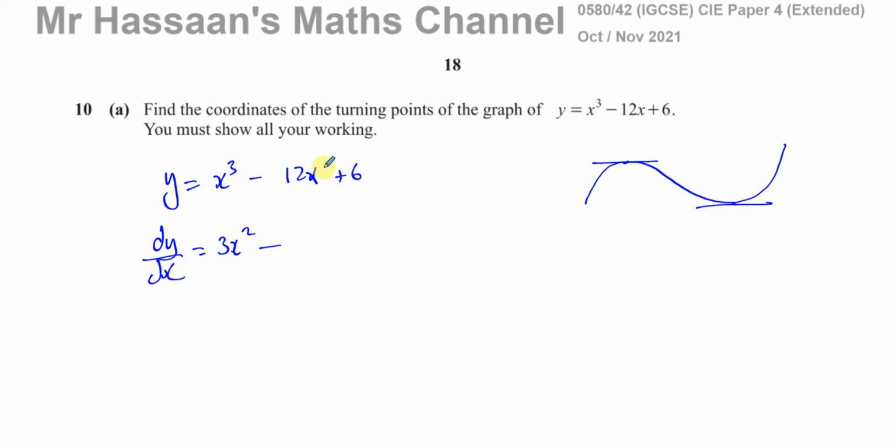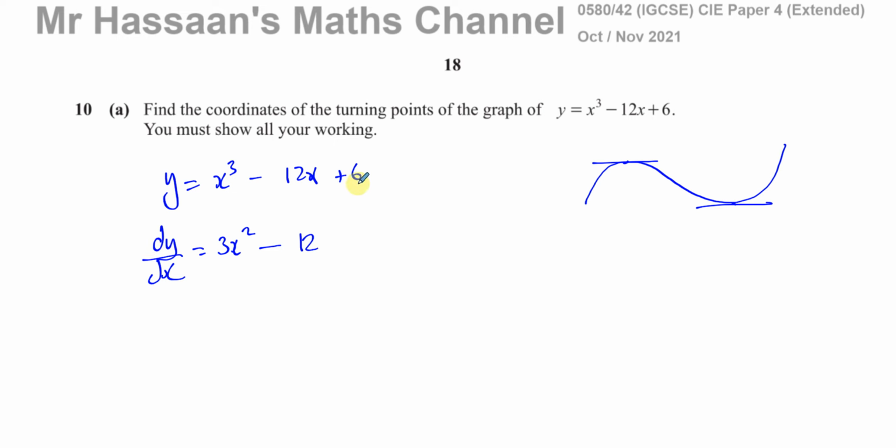Now when you have an x term that has a power of 1, you're doing the same thing. 1 times 12, which is 12. And then you have x to the power of 0, which is equal to 1, so you're left with 12. So when you have an x term with the power of 1, you just drop the x and you're left with the coefficient. And when you differentiate a constant, it's going to give you 0. So dy/dx here is equal to 3x squared minus 12.